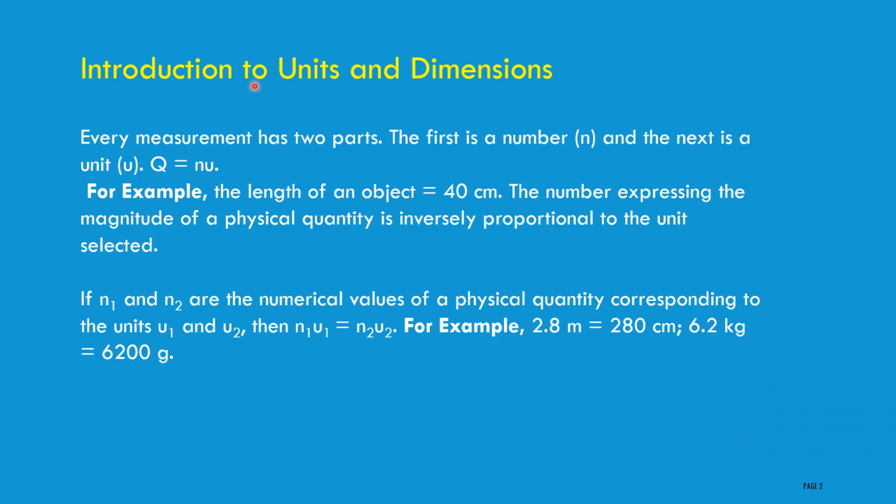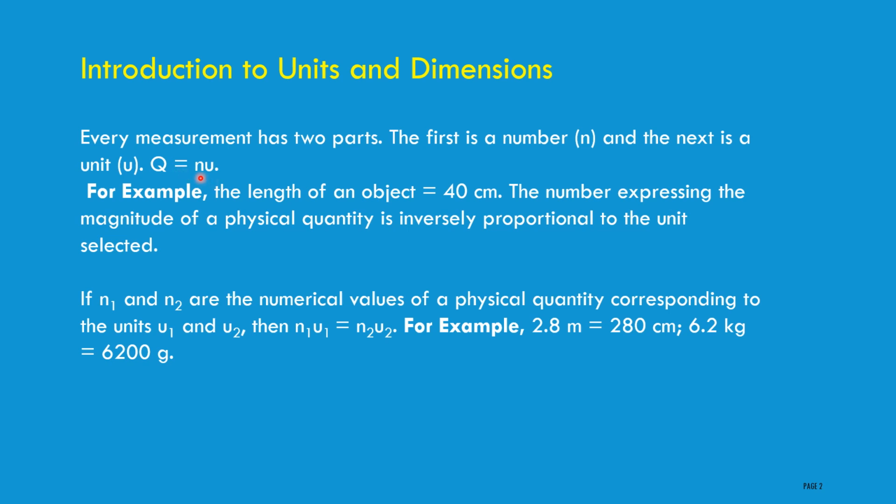Introduction to units and dimension. Every measurement has two parts. The first is a number and the next is a unit. It is represented by Q = nu. This we will call a physical quantity. N is a number and U is the unit.